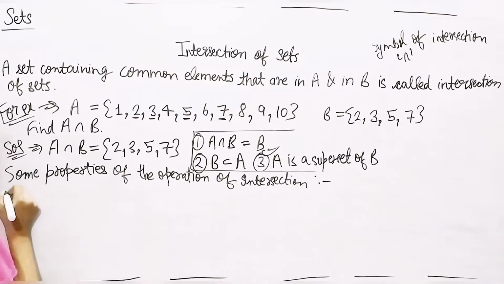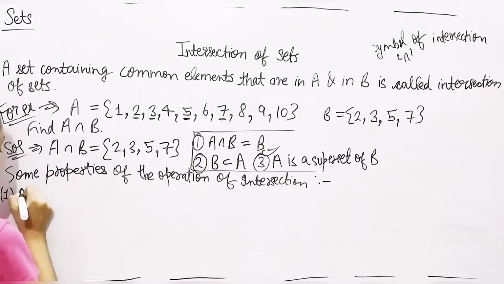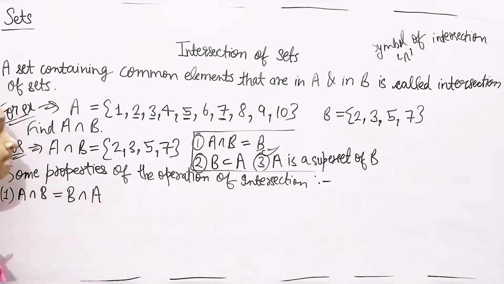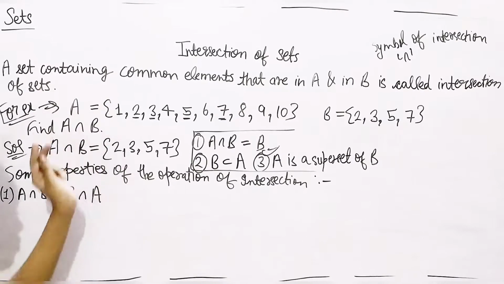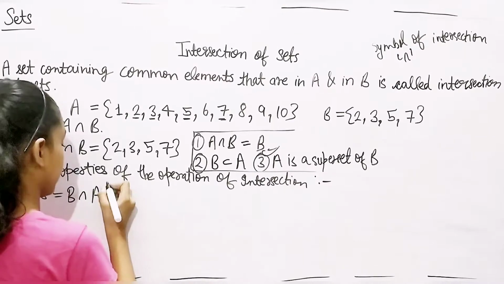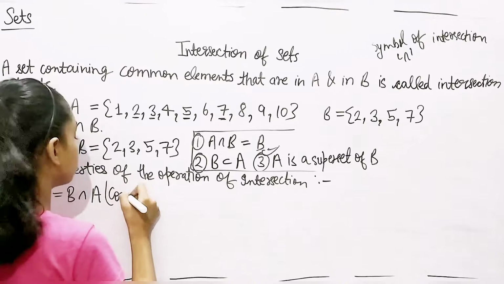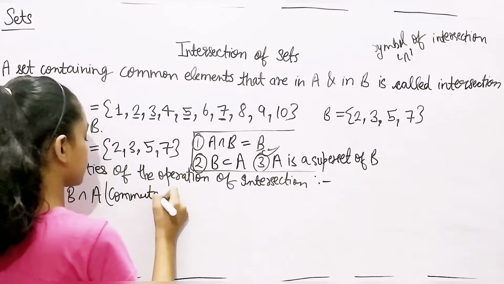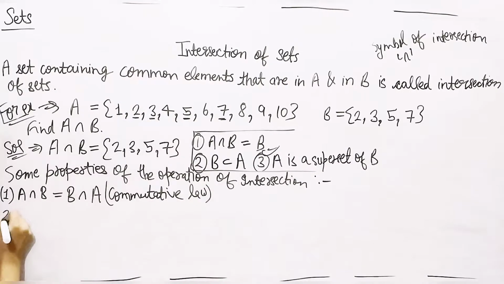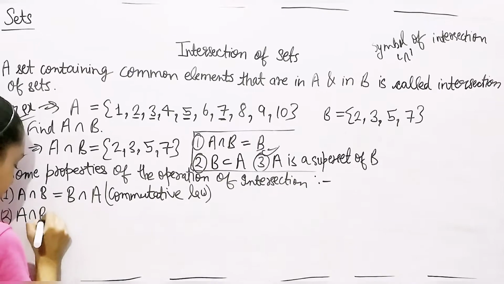law. The first one is that A intersection B is equal to B intersection A. This is basically common in both union of sets and intersection of sets. So A intersection B is equal to B intersection A. Reason? It's the commutative law. That's common, and the second one is also common.